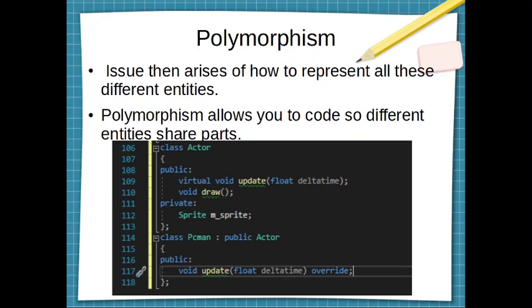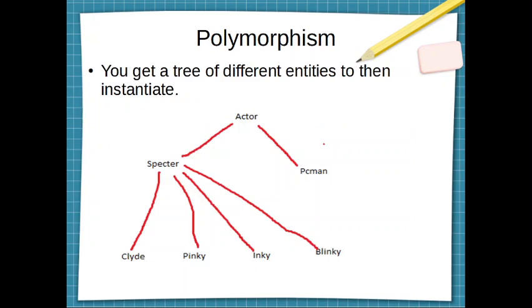So Pacman is an actor and a Pacman, but as shown in this graph, Spectre might inherit from actor and is also an actor. So Pac-Man and Spectre are actors, but then they're different. They're subclasses. And then Clyde, Pinky, Inky, and Blinky are subclasses of Spectre. And if you know anything about object-oriented programming, you're probably well aware of this.